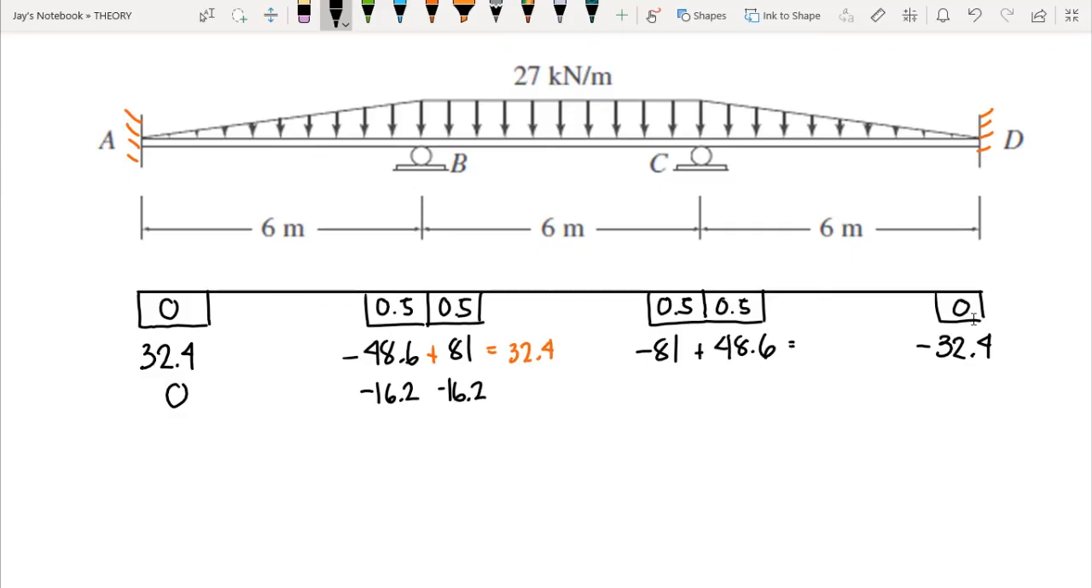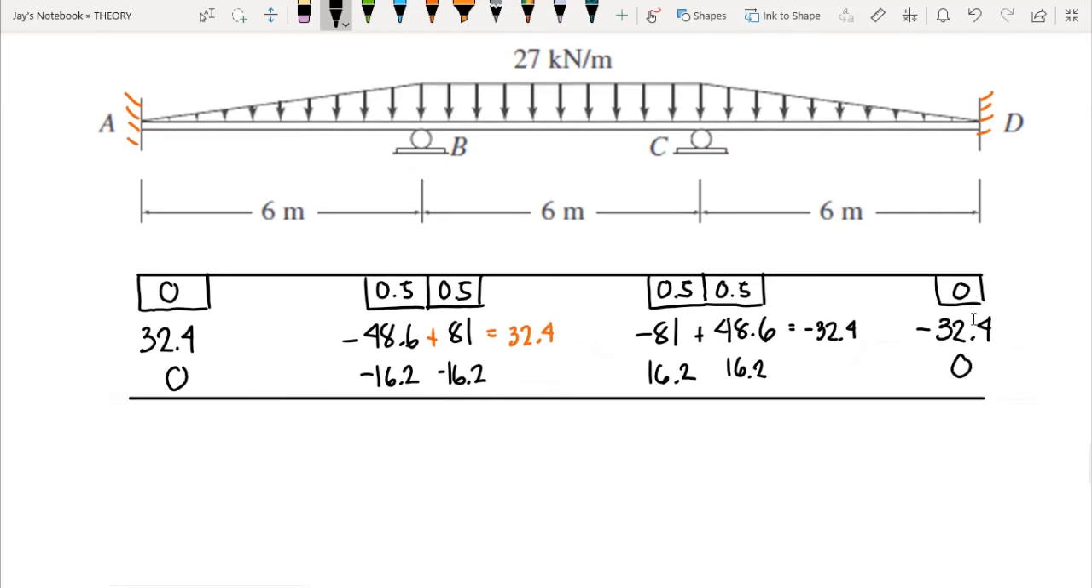This would give us negative 32.4, correct? So multiply 2.5, that would give us positive 16.2 and positive 16.2 on the side of CD. In this case, we have negative 32.4 times 0, then we have here 0. So this is our first cycle.